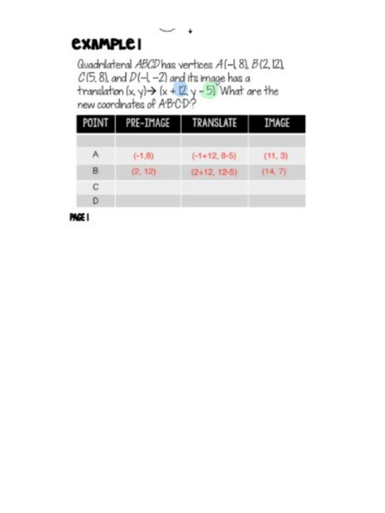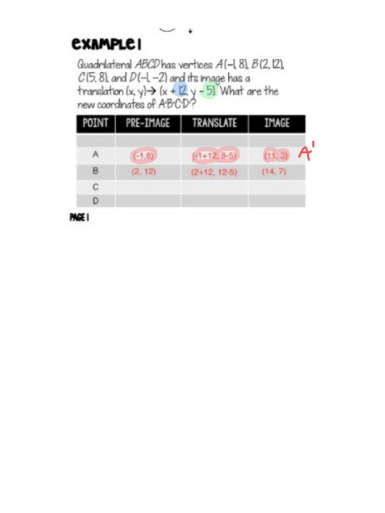So if we start with point A, we know that point A is at (-1, 8). We apply the translation, and so we add 12 to -1, we get 11, and we subtract 5 from 8, and we get 3. And so this point we can now denote as A prime. Same thing with B.